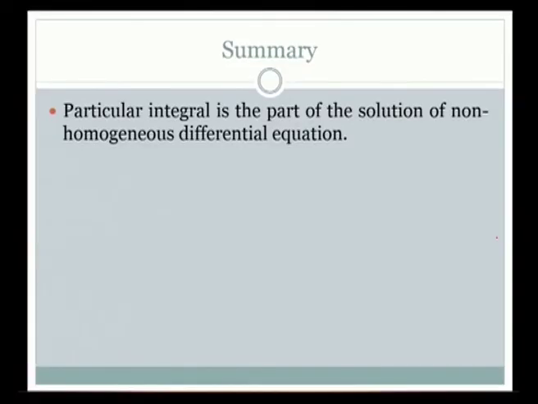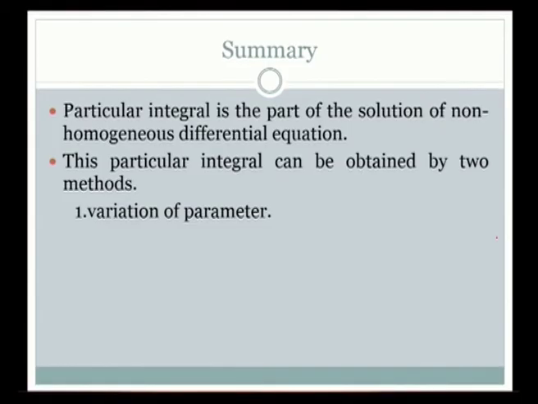So, from this lecture we learnt the procedure to obtain the particular integral. We know that particular integral is a part in the solution of a non-homogeneous differential equation. The particular integral can be obtained by two methods. We learnt both the methods in this lecture. The first method is variation of parameter. In this method we replaced the c1, c2, c3 etc. in a complementary function by a parameter L. So, after solving that we obtain the value of L. That L is the particular integral for the solution of the given differential equation.